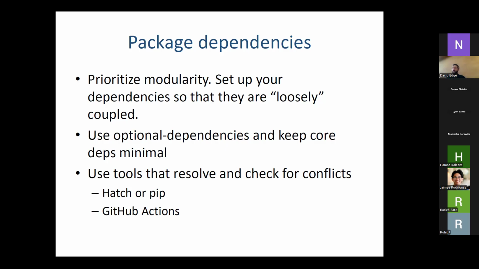We should use tools that resolve and check for conflicts. So there are some ways that we'll talk about that we can do this automated. So there's a package for Python called Hatch, or the software pip for Python. And also a more general use case, GitHub Actions can check for conflicts for us. And this works language independent.